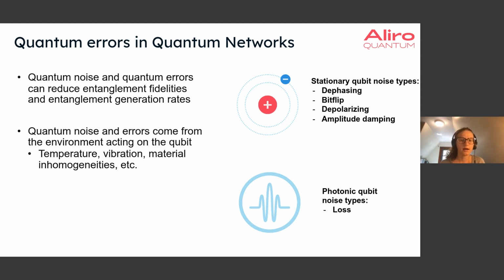So on the next couple of slides, we'll look at ways we can classify some of the noise that happens on stationary qubits. We'll look specifically at dephasing noise, bit flip noise, depolarizing noise, and amplitude damping noise. And then we'll also shift to looking at photonic qubits and types of noise that can occur for them. So we'll specifically be looking at just the loss of the photon as our noise example, but there are other types of noise that can occur as well for photonic qubits.